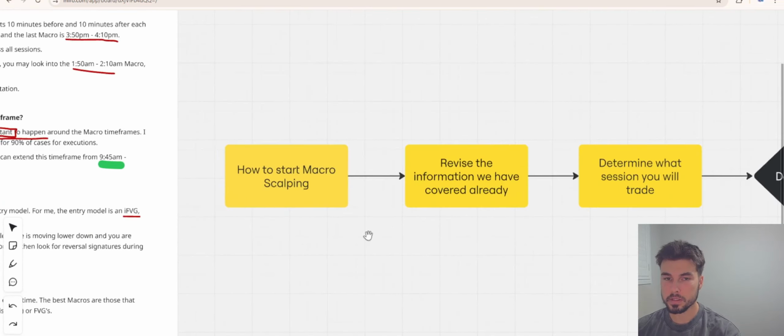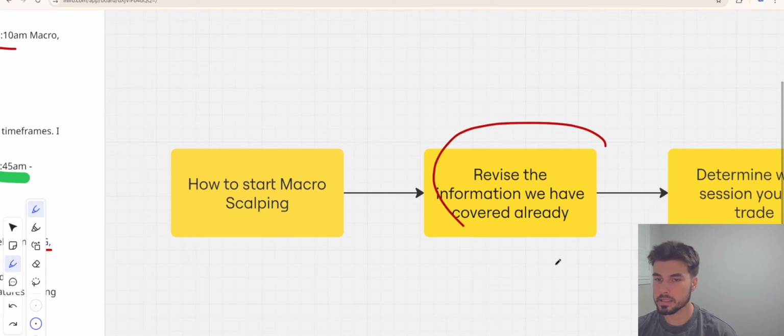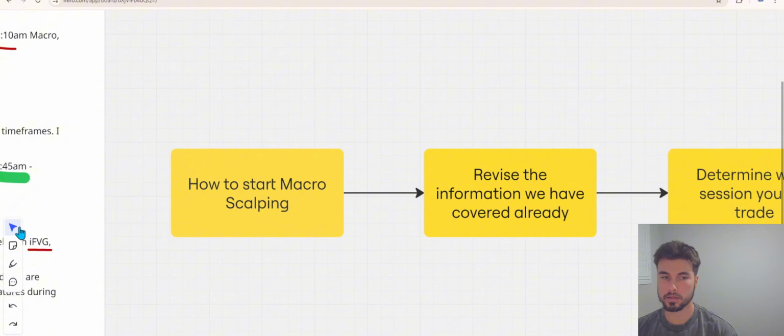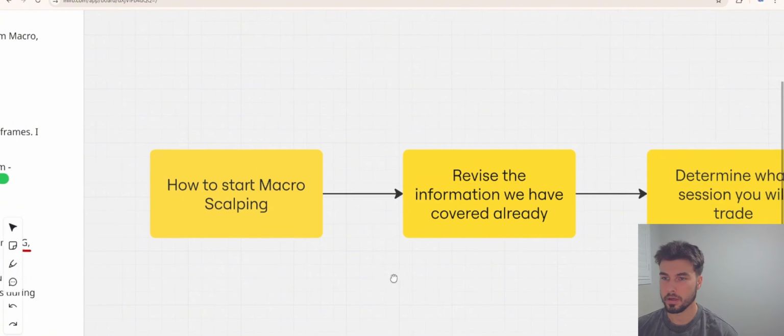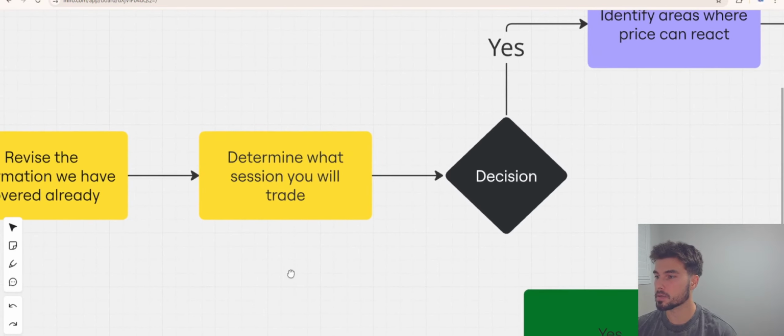To put it simply, how do you start scalping the macros? Well, number one, revise this information. Go back, watch this video, take notes, save the video, download it, do what you've got to do. Determine what session you're going to trade. For me, with the premium Discord, I go live 4 days a week, Monday to Thursday. For me, it's London session and also Asian session. For you, it could be PM session, New York session, or London, whatever it is. It works in all sessions.